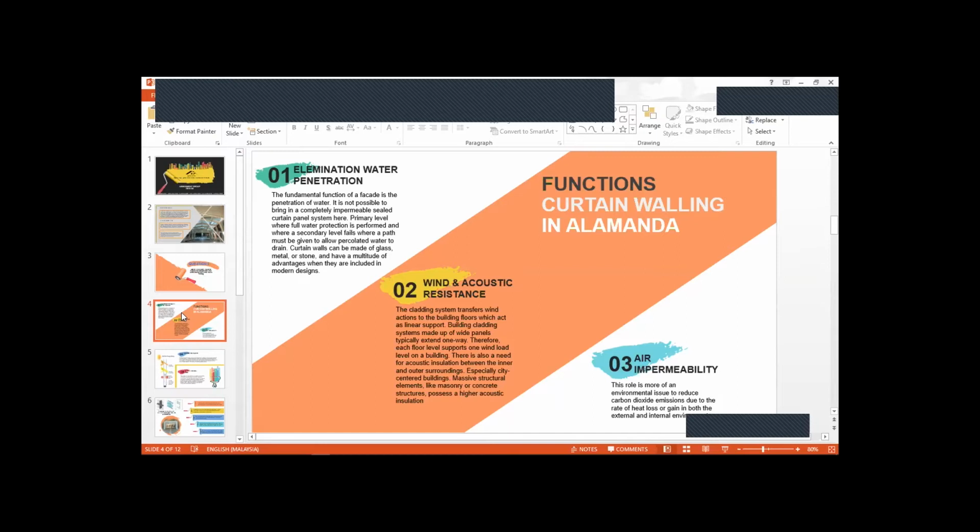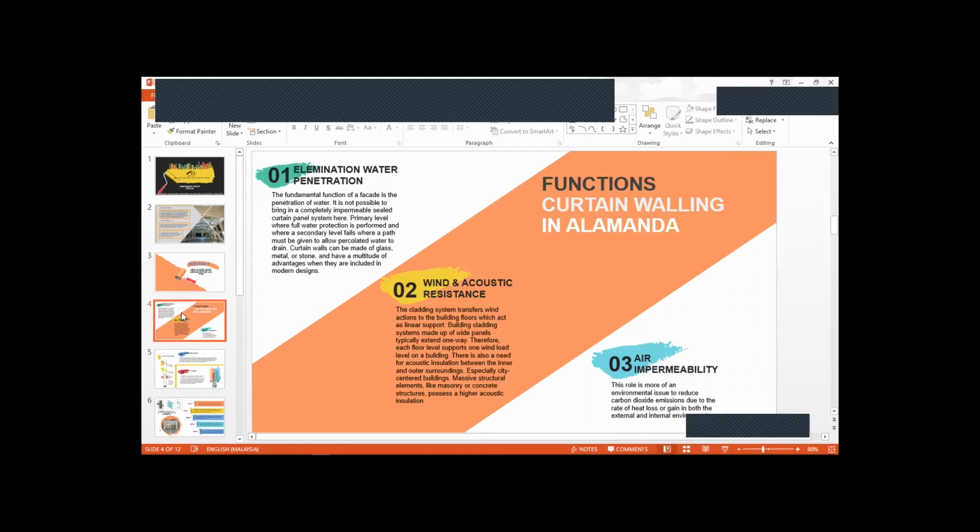Number 2 function is wind and acoustic resistance. When the finishes are placed at the facade of the building, they function to protect the building from wind and acoustics. The cladding system transfers wind actions to the building floors, which act as linear support. Building cladding systems are made up of wide panels, typically extending one way. Therefore, each floor level supports one wind load level on a building.